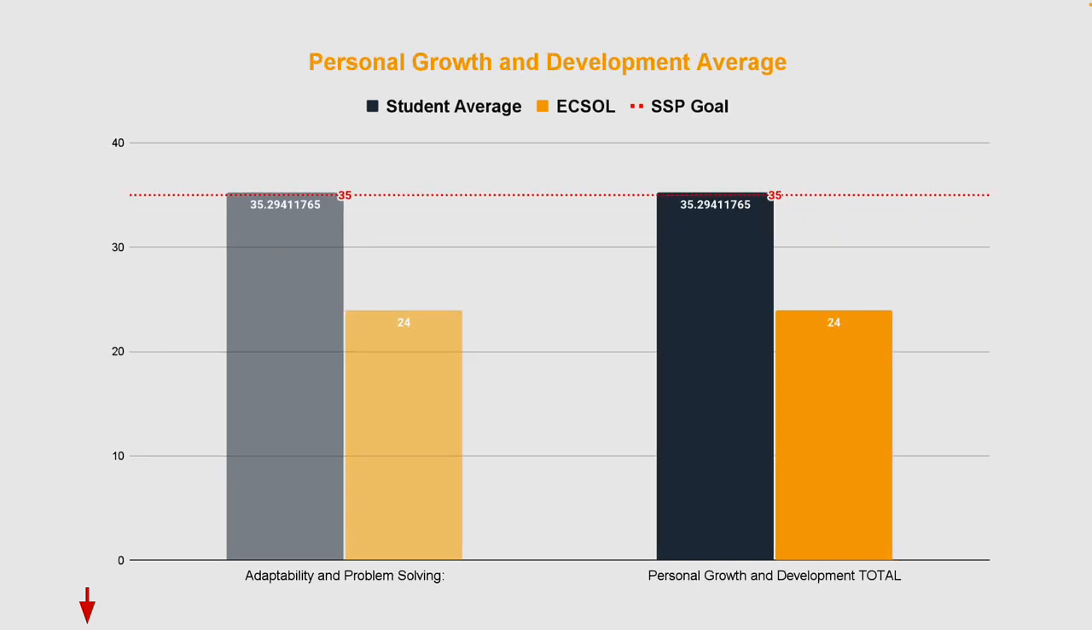And the same is true for personal growth and development. This is all about maintaining that growth mindset, right? Seeing challenges as opportunities to overcome, and then learning how to be adaptable and look at ways to solve problems. All of that is involved in the personal growth and development average. And so we met it, but again, barely. And that's just going to be an area that we're going to be focusing on as well.